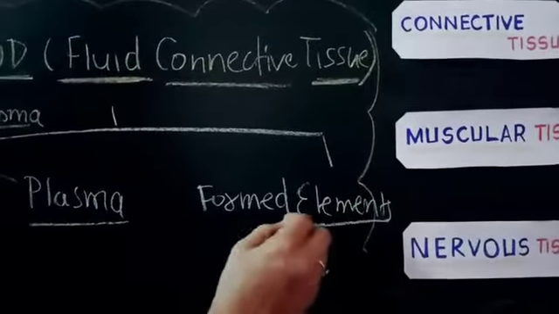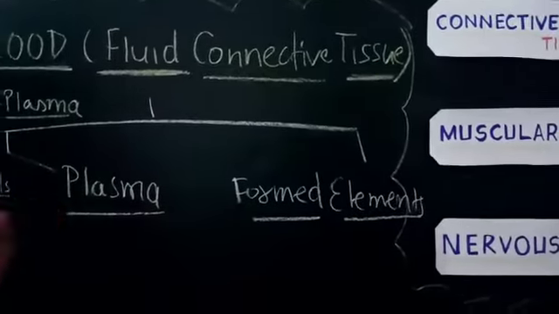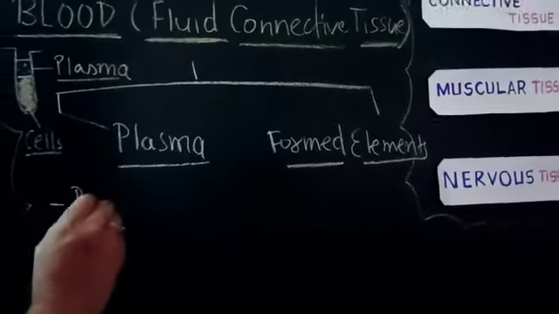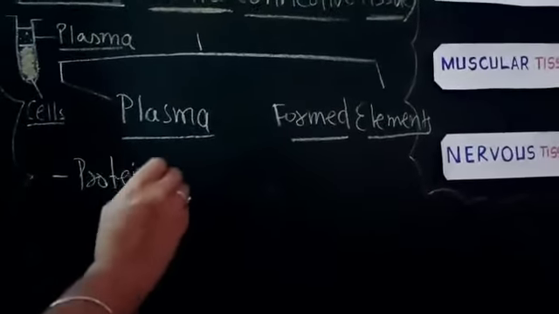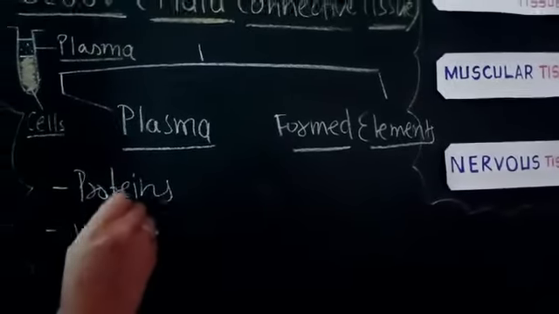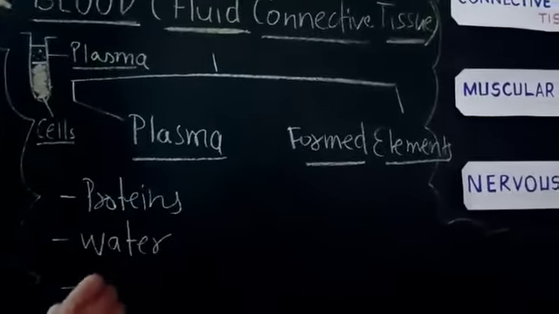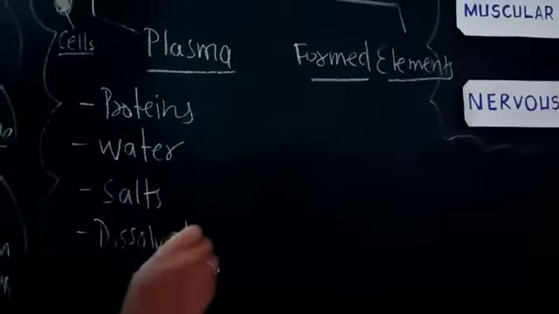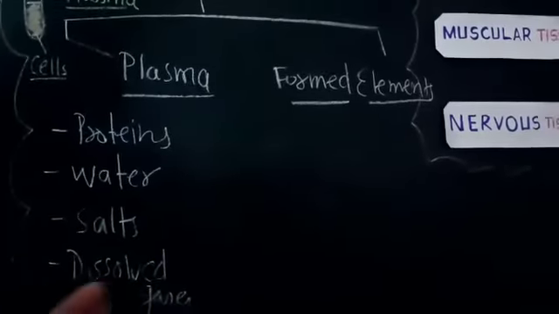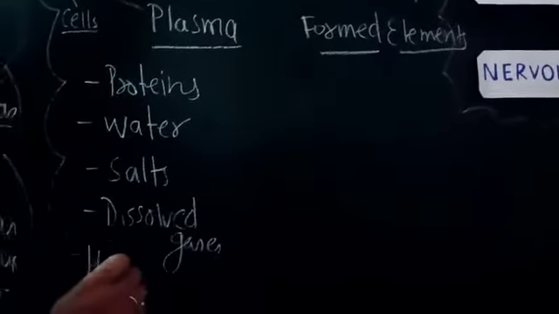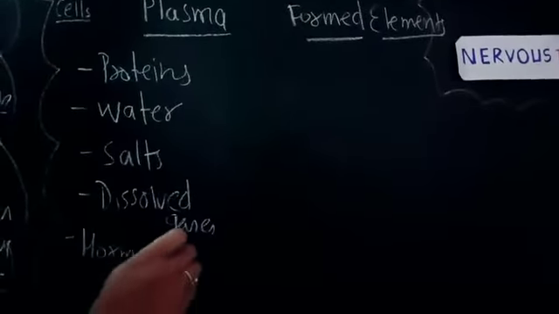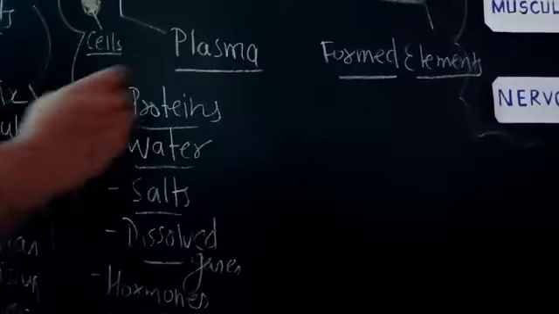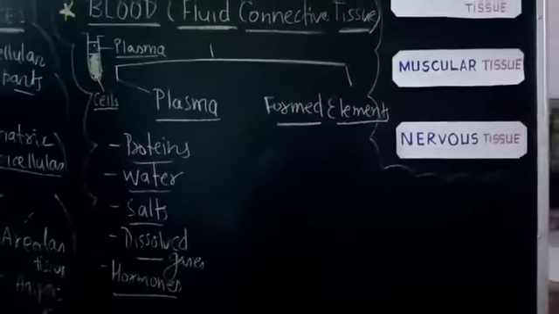which are named as formed elements. So the plasma has proteins in it, it has water in it, it has salts, it has dissolved gases in it, and above all, it also has various types of hormones present in it. So these are the different ingredients which make the plasma.